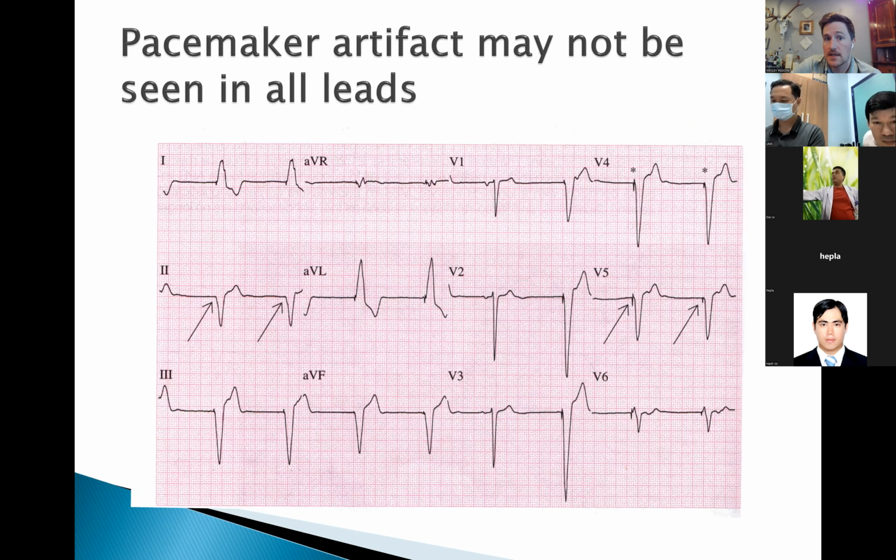So the pacemaker artifact, just know that it may not be seen in all leads. In an EKG, you should be able to see it in at least one of the leads. But say if we just had a rhythm strip of lead two, well, we don't see any pacer spikes in there, but we know there's a pacemaker because we see the pacer spikes in the other leads. It's just not picking up in lead two. So it's just important to get an EKG in these patients and not just rely on the telemetry.